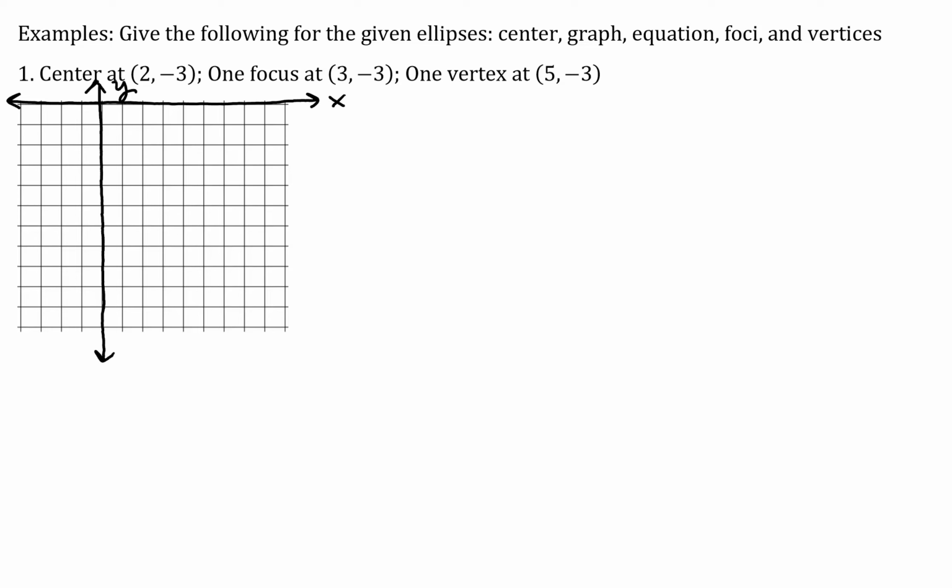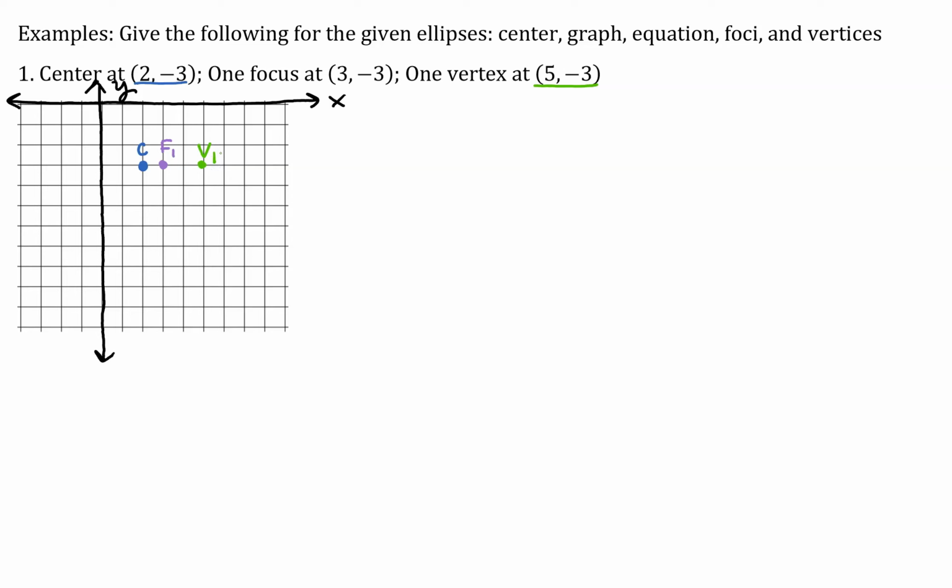I'm going to go by ones on both my x and my y-axis. We were told that the center is at the point 2, -3. So here is our center at 2, -3. I'll call that C. One focus is at the point 3, -3. So one focus is right here. I'll call that F1. Again, it doesn't matter if I call that F1 or F2. That's completely irrelevant. And one vertex is at the point 5, -3. And so we have what I will call V1 right there.